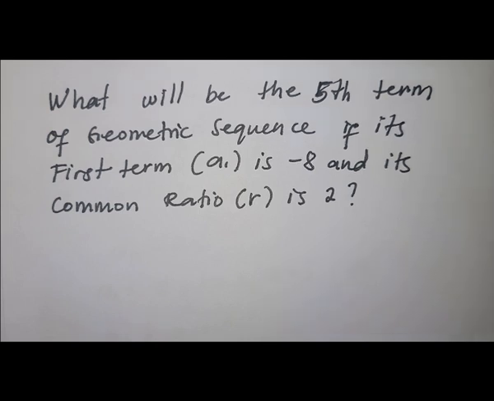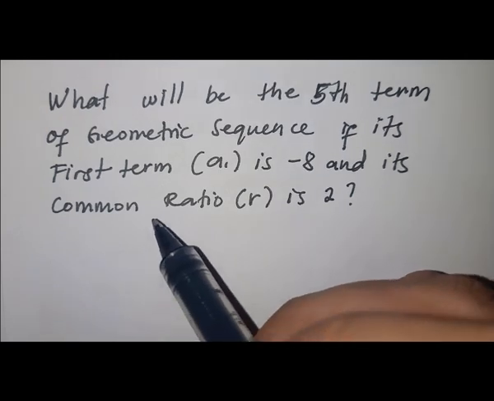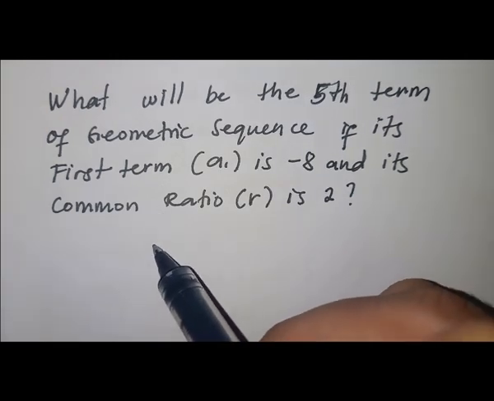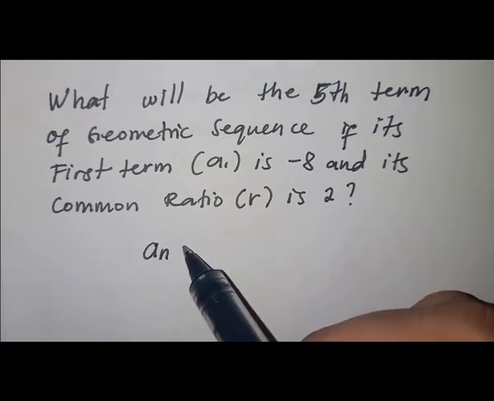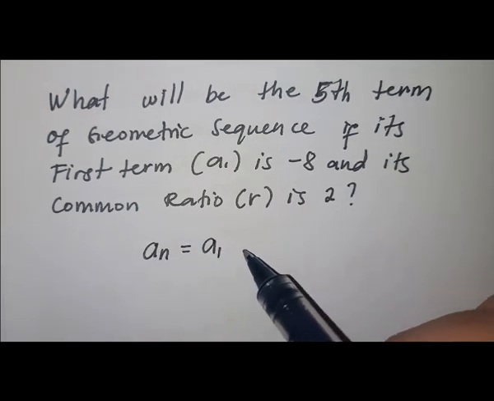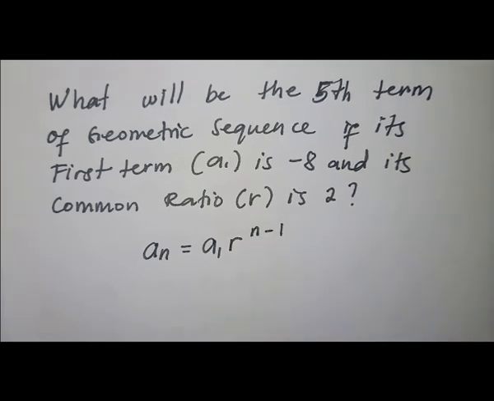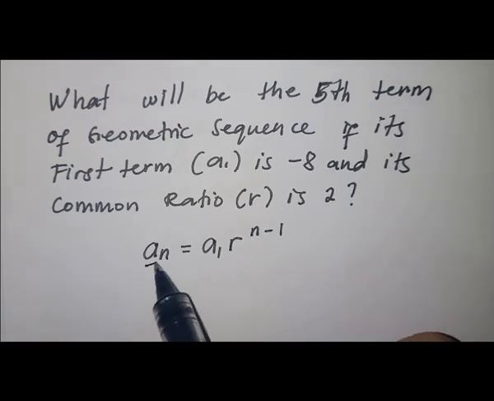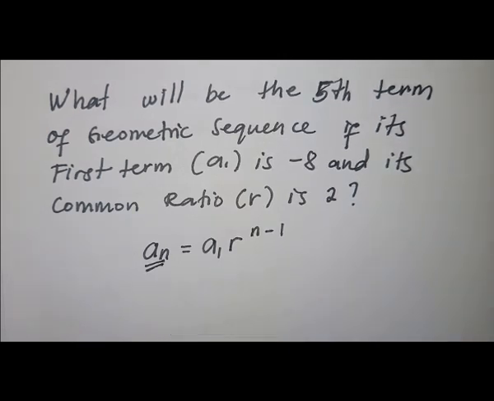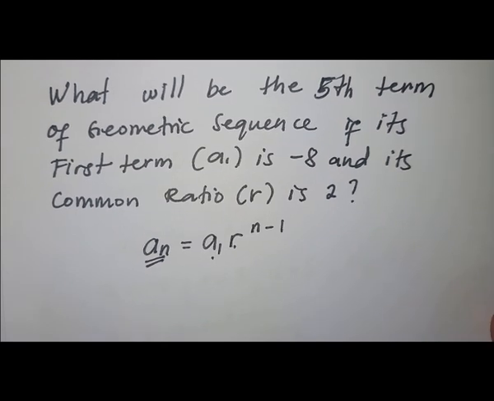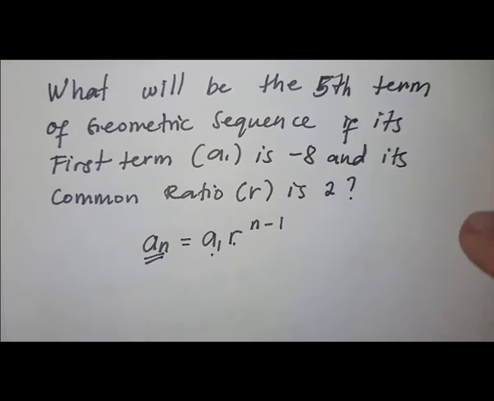Okay. We all know, sinabi nga natin kanina, that the formula for geometric sequence is a sub n is equal to a sub 1 times r raised to n minus 1. Okay? Where a sub n is the unknown or the last term, a sub 1 is the first term, r is your common ratio, and n is the number of terms. So, ang kailangan na muna natin gawin is identify natin yung mga corresponding value na pwede nating magamit.